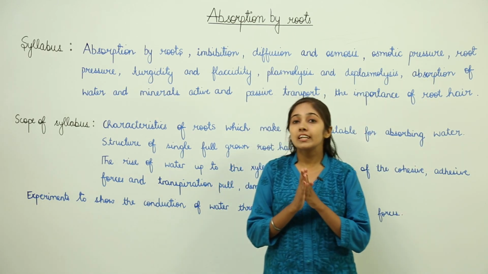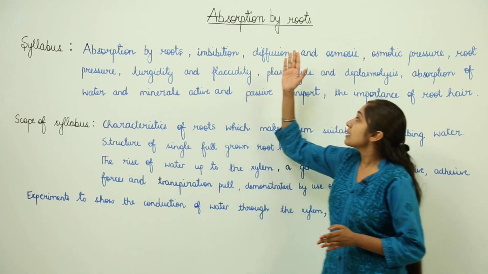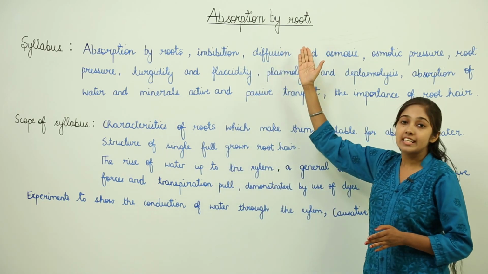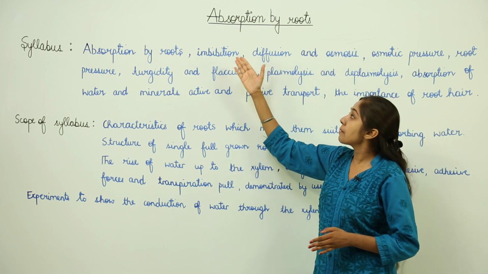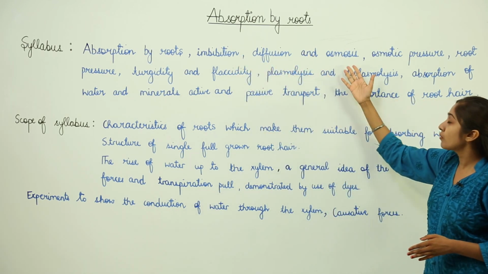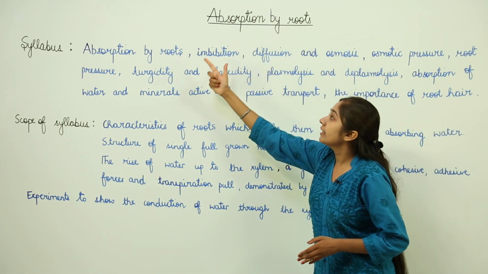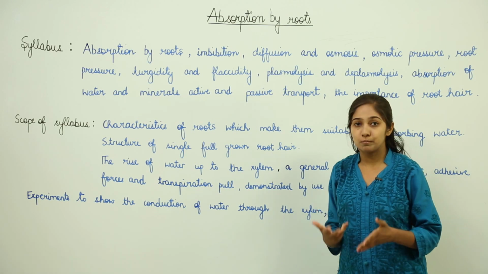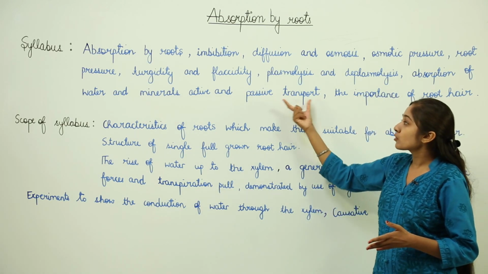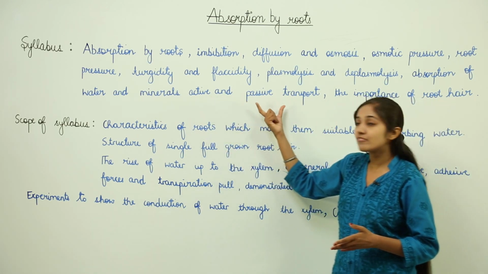I hope you will clearly understand how the absorption by roots actually takes place and the processes, that is imbibition, diffusion, osmosis. These are the basic processes by which absorption takes place. And then we have two types of transport, that is active and passive transport.